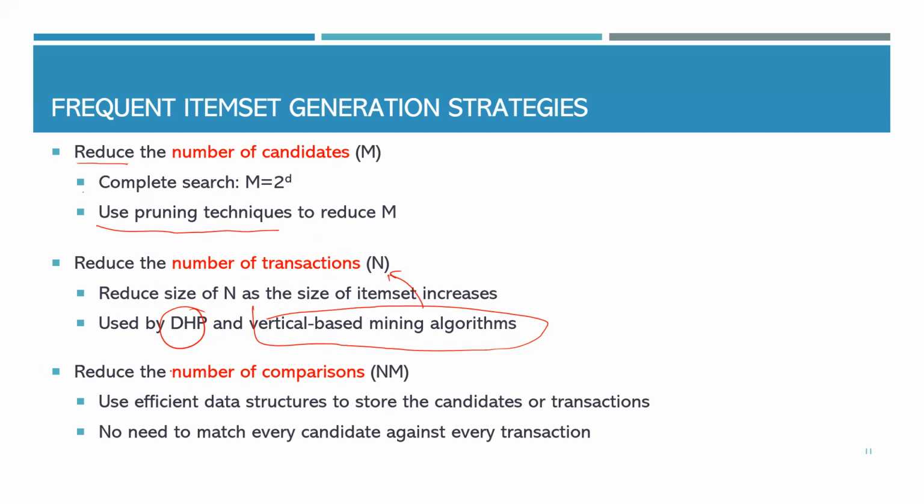We also can reduce the number of comparisons, N times M. N is the number of transactions, M is the number of candidates. This uses an efficient data structure to store the candidates and transactions, so we don't need to match every candidate.